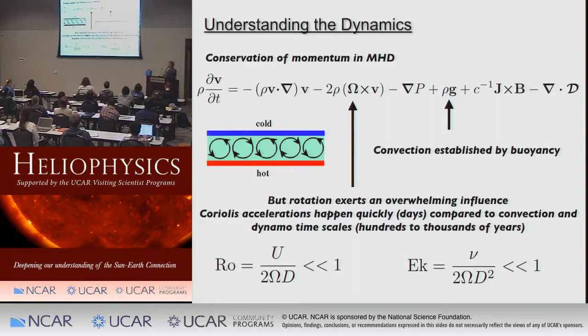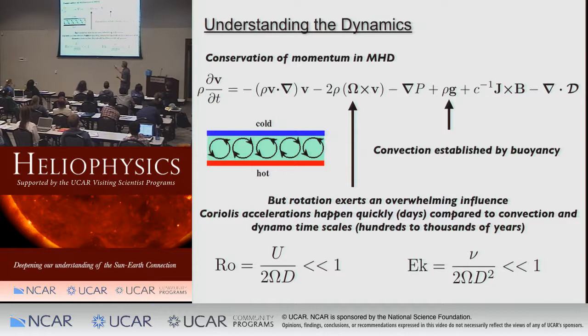So since convection is established by buoyancy, this buoyancy term is very important. And since the Rossby number is so tiny, this rotation term, the Coriolis term, is all important. The Coriolis accelerations, in the case of the Earth, happen on the timescales of days. Jupiter's rotation period is even faster, like 10 hours. So Coriolis accelerations happen very fast, whereas the advective timescales, for example for this term, happen over hundreds or thousands of years. So the Coriolis term is much bigger than these inertial terms.